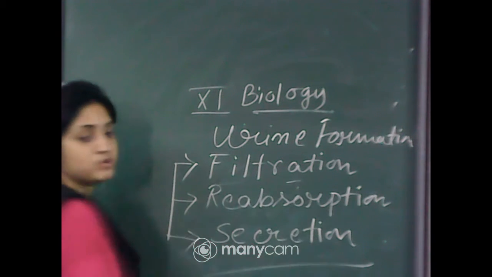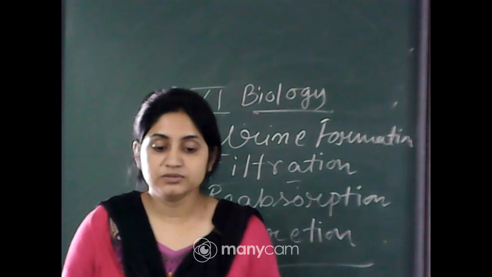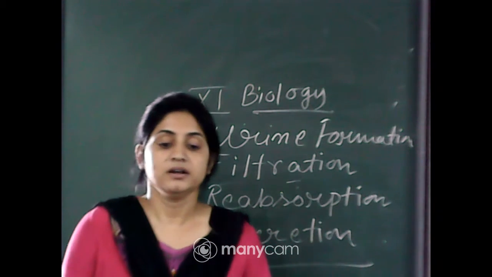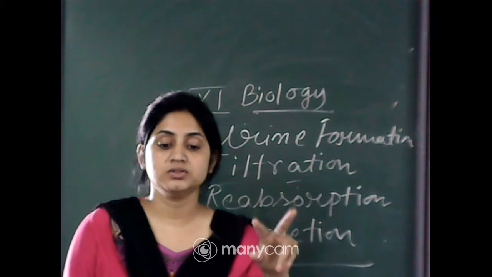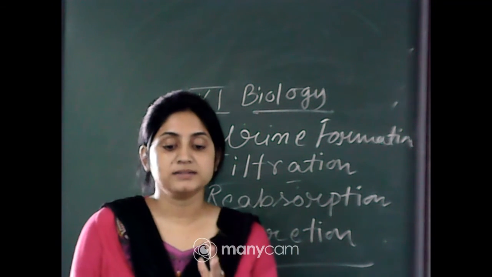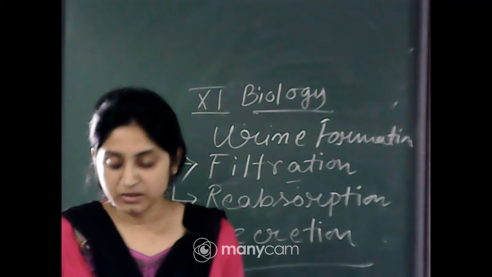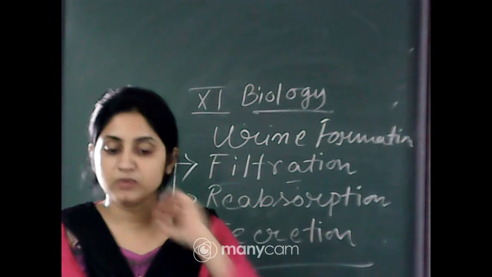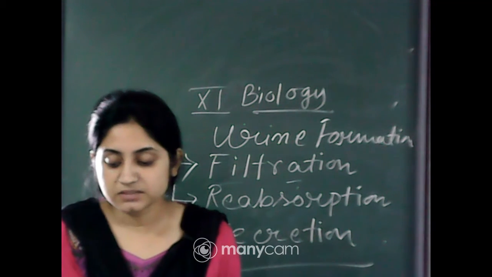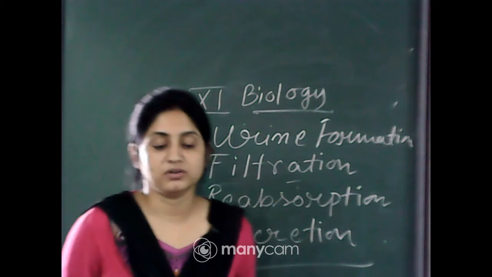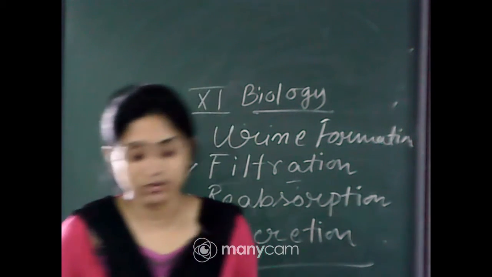This filtration process occurs in the glomerulus. Okay, so in the glomerulus, the Bowman's capsule is present. The glomerulus, the Bowman's capsule, and the medium between these two parts, these 3 layers help in the filtration of the urine. Urine formation involves 3 main processes, namely glomerular filtration, reabsorption, and secretion, that take place in different parts of the nephron.